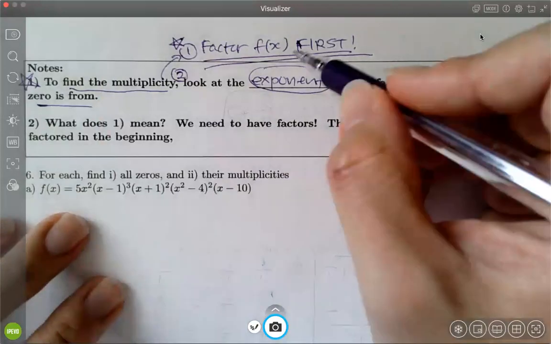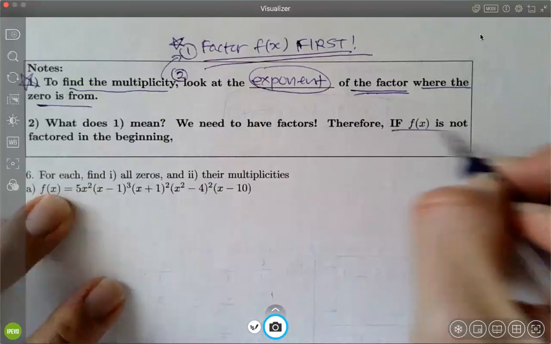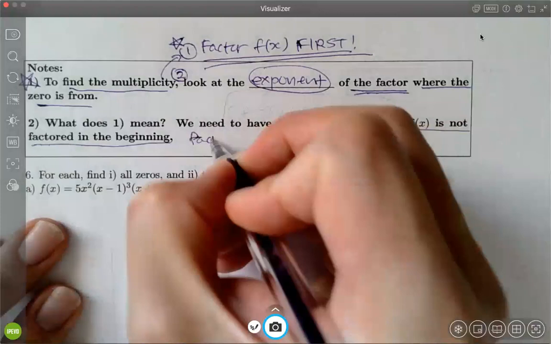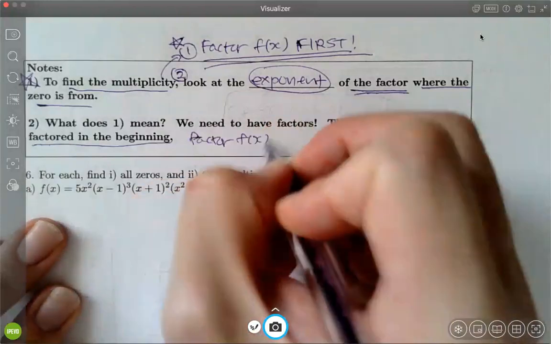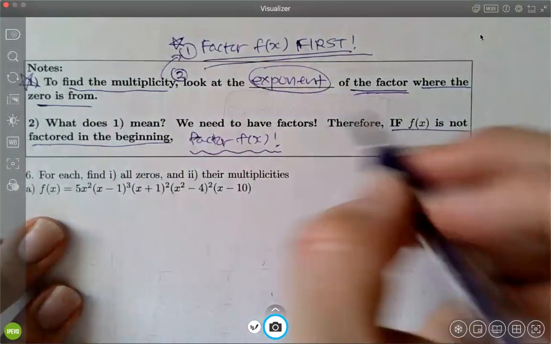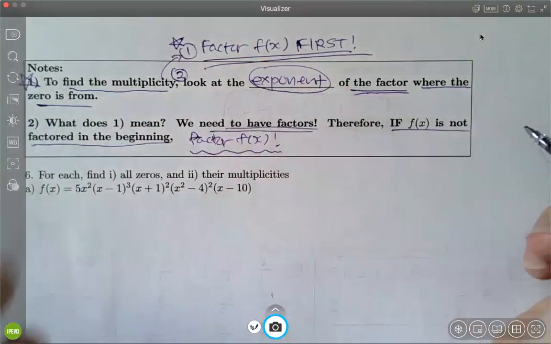If it's not factored at the beginning, what do you have to do? Oh, factor it. Okay, factor f of x. So if f of x is not factored, or if we don't have factors, then you need to factor f of x first and then conclude the multiplicity. If it's not factored, then you cannot conclude anything about the multiplicity.